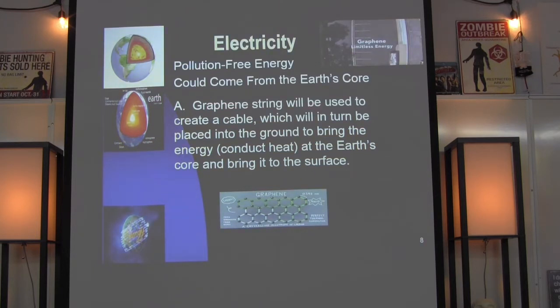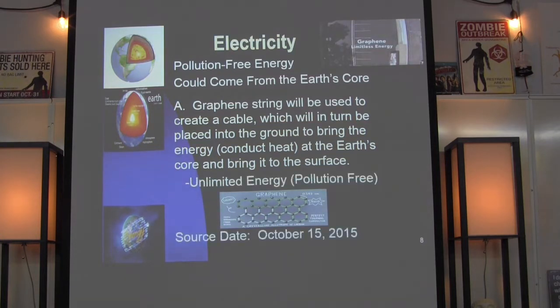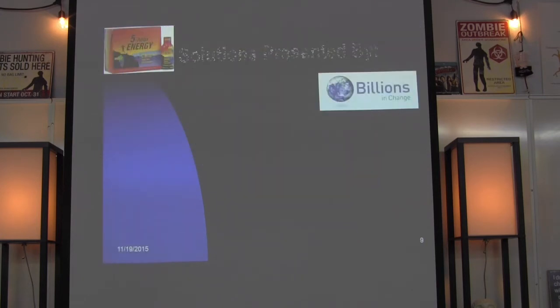So this is showing what graphene is. What they would like to do is get a graphene string, which will be used to create a cable, which in turn will be placed into the ground to conduct heat from the Earth's core and bring it to the surface. That'd be unlimited energy, and it's pollution free. This is from last month, 2015.